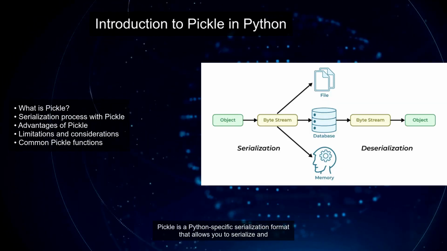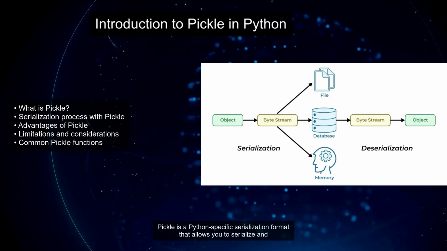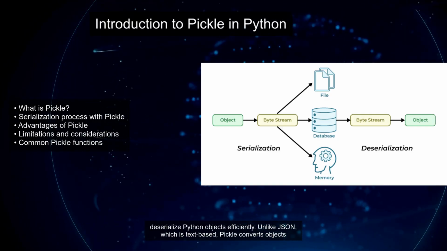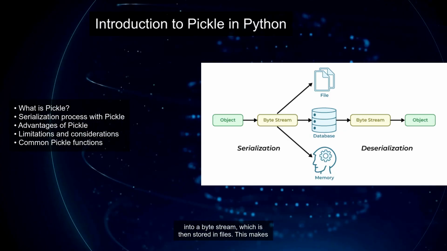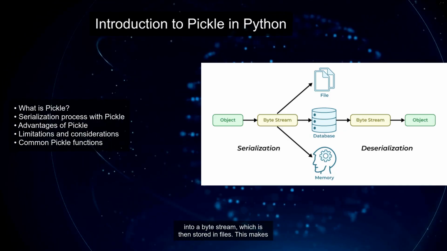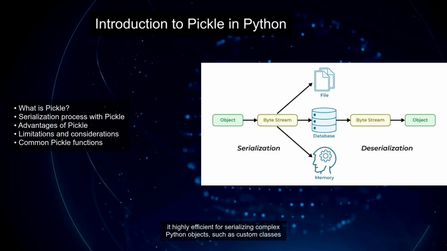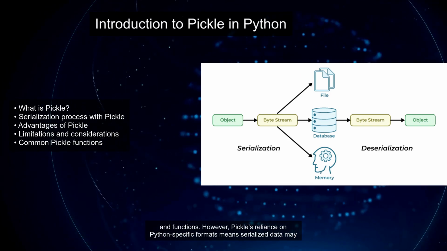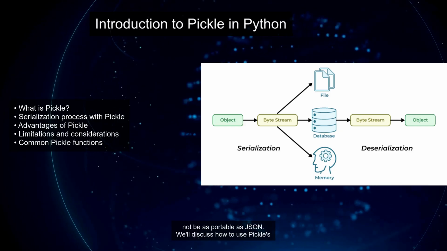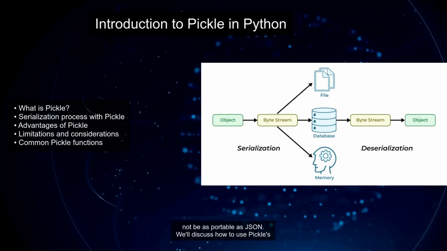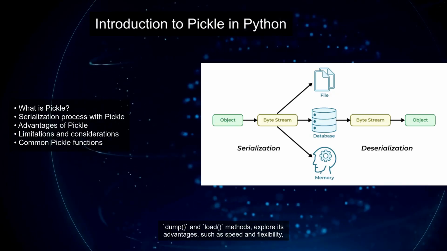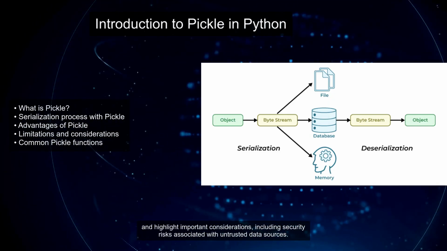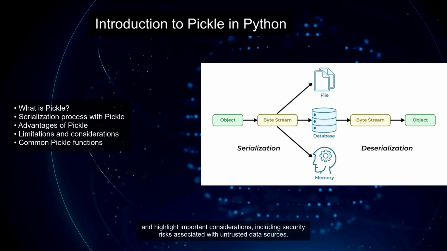Pickle is a Python-specific serialization format that allows you to serialize and deserialize Python objects efficiently. Unlike JSON, which is text-based, Pickle converts objects into a byte stream, which is then stored in files. This makes it highly efficient for serializing complex Python objects, such as custom classes and functions. However, Pickle's reliance on Python-specific formats means serialized data may not be as portable as JSON. We'll discuss how to use Pickle's dump and load methods, explore its advantages, such as speed and flexibility, and highlight important considerations, including security risks associated with untrusted data sources.